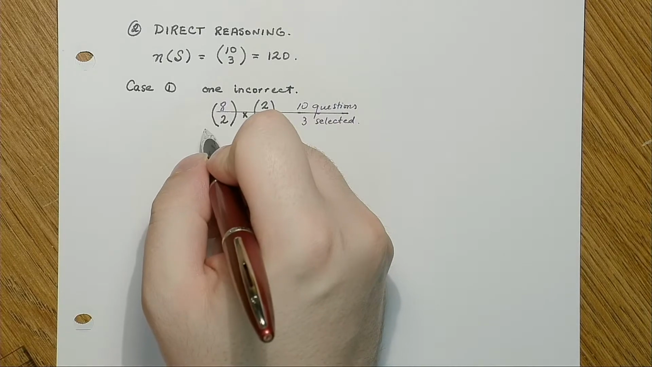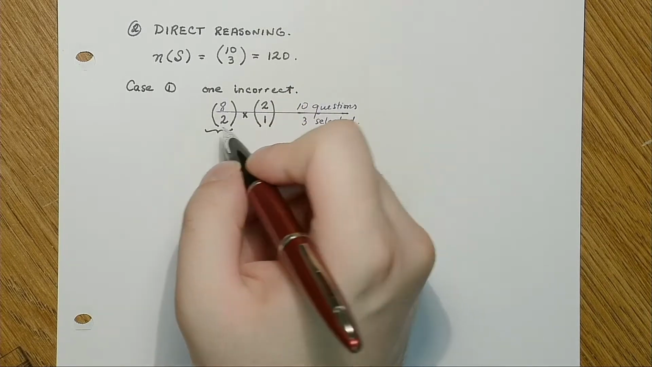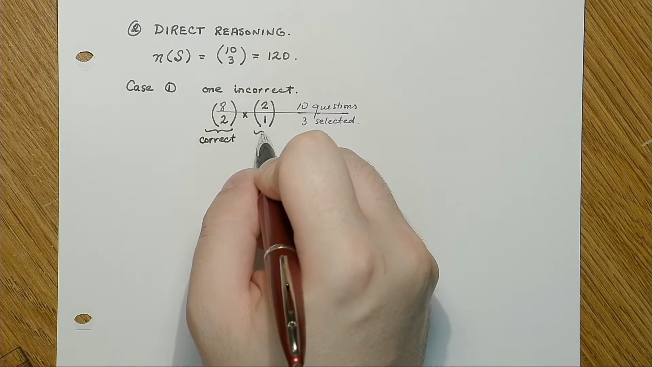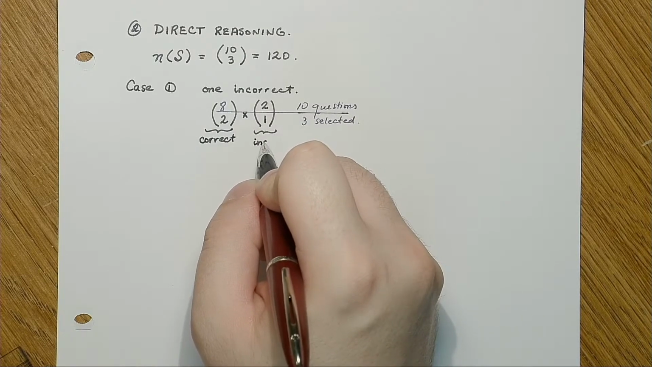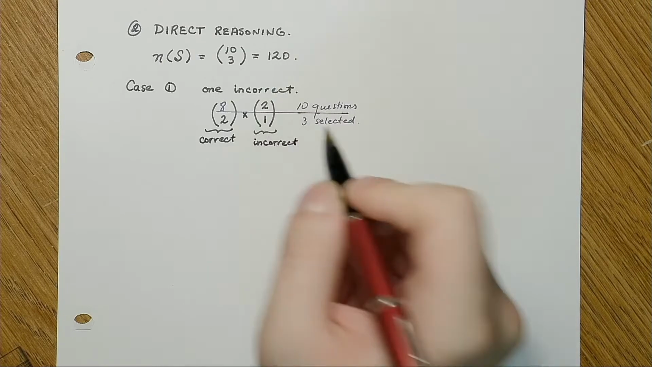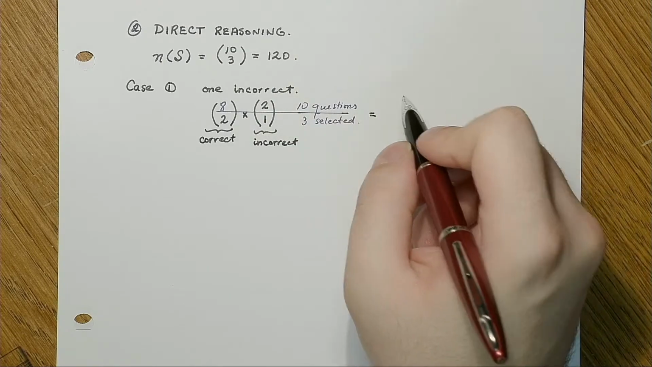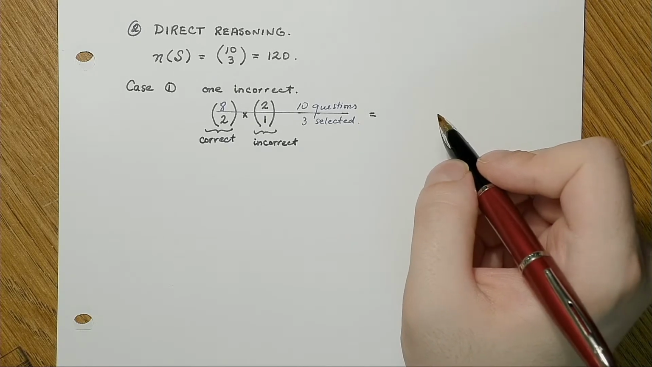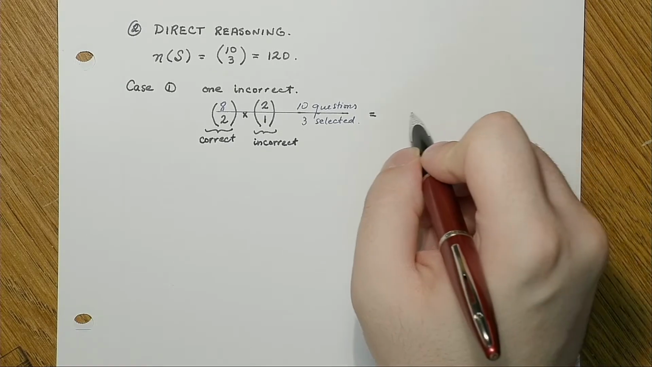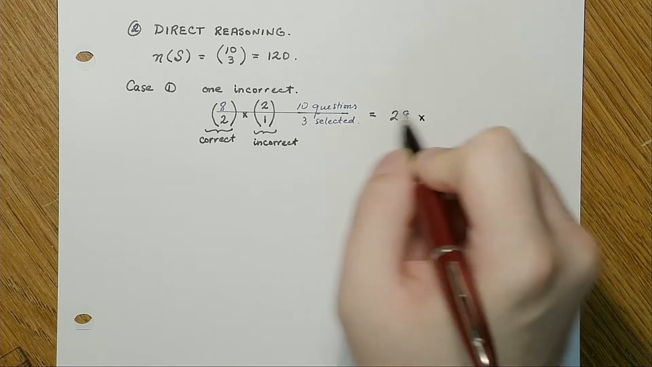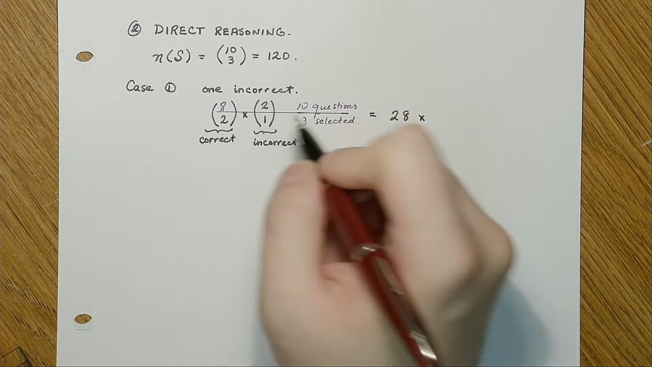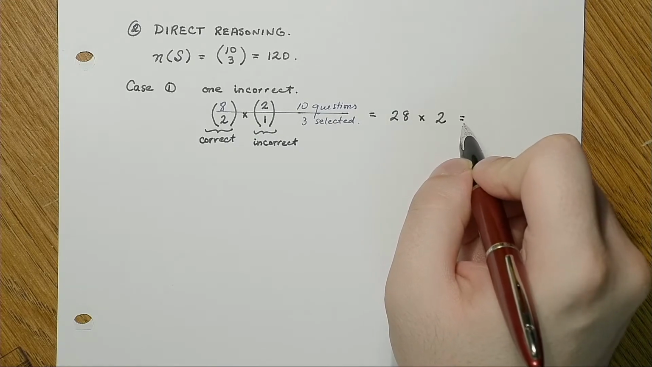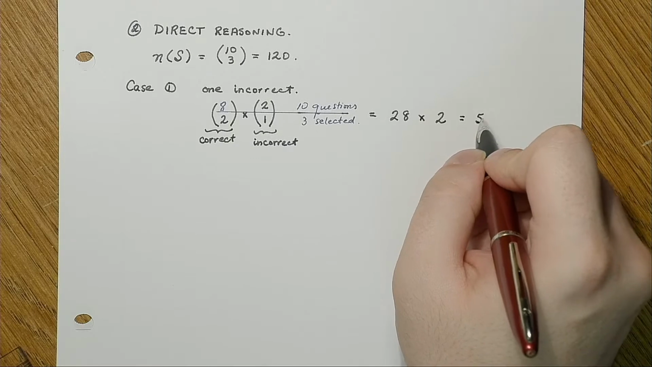So over here, that's where we're going to make our correct question selection, and this one would be the incorrect. So 8 choose 2 is 28. 2 choose 1 is 2. And then that gives you the 56.